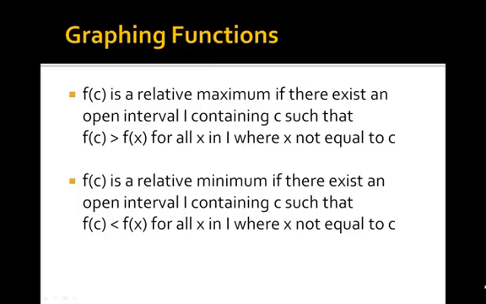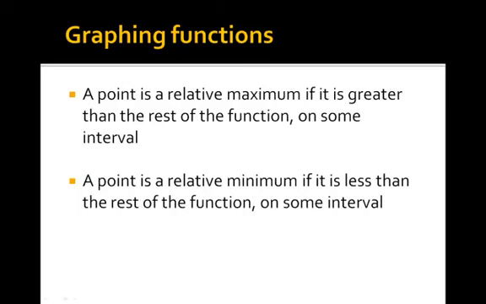Now, the relative minimum has a very similar definition. The only difference is that when you plug in that input of c, it is now lower than the rest of the function on that interval. So, in a sense, here's what that definition means. You have a point that is called a relative maximum if it's greater than the rest of the function on some interval. And a point is a relative minimum if it's less than the rest of the function on some interval. Now take note, these are relative maximum and relative minimum. The difference is that you're looking on some open interval and not necessarily including the entire graph.